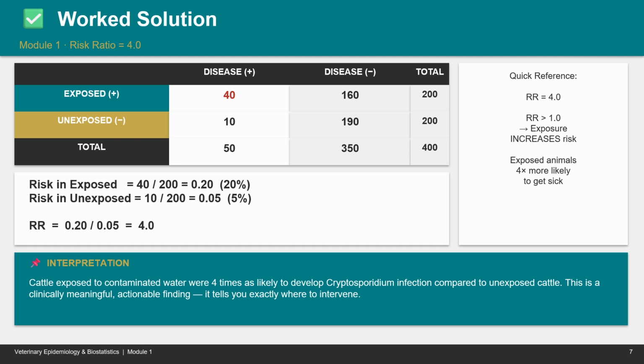Divide those. 0.2 over 0.05 equals an RR of 4. Our interpretation: cattle drinking from the contaminated water source were 4 times as likely to develop cryptosporidiosis. That's a clinically meaningful and actionable finding. It tells you exactly where to intervene.